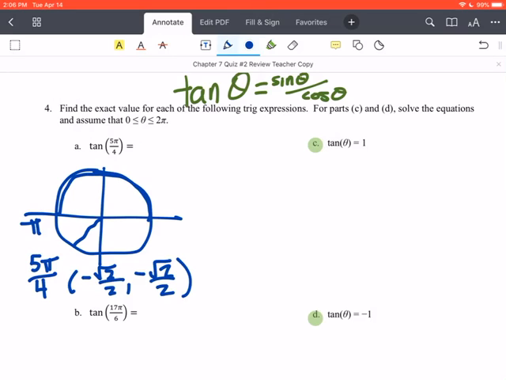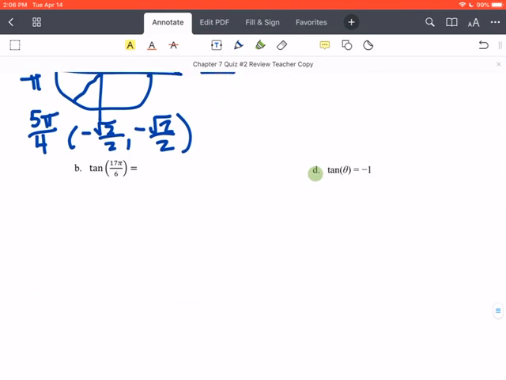So to find the tangent, we have to take the sine, so negative root 2 over 2, and divide it by the cosine, which is negative root 2 over 2. Well, instead of doing the fancy multiply by the reciprocal, what's any value divided by itself? That is going to be 1, because a negative divided by a negative makes a positive as well. Okay, so don't get too far ahead of yourself. Now, if you type into your calculator tangent of 5 pi over 4, it's going to give you 1. So please learn how to use that to your advantage as well.